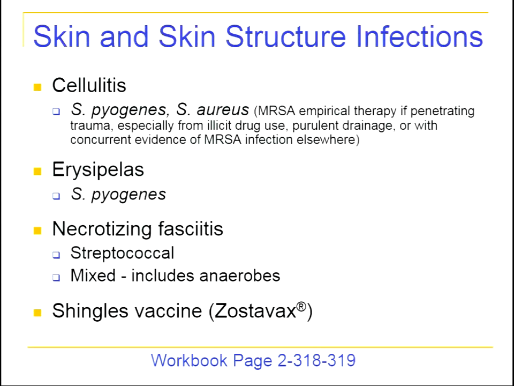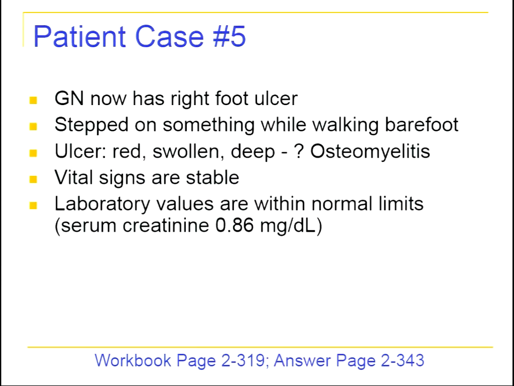All right, skin and soft tissue infections, or skin and skin structure infections. The main three are cellulitis, erysipelas, and necrotizing fasciitis. I've listed those in your handout. I don't have a case for those. And then I also have information on the shingles vaccine.